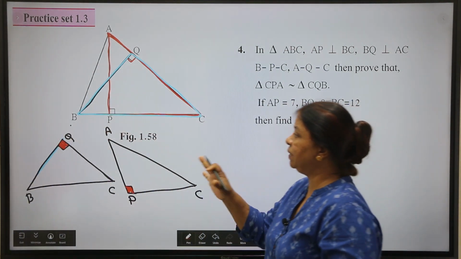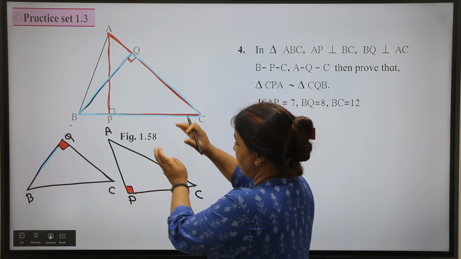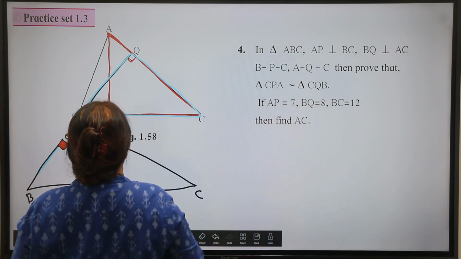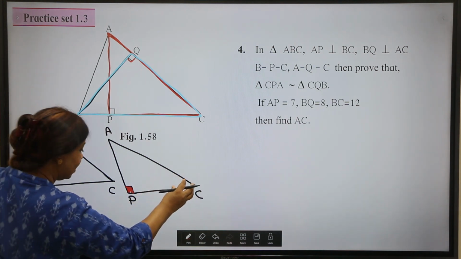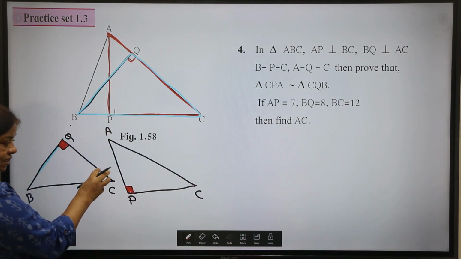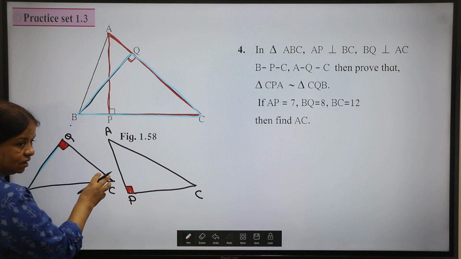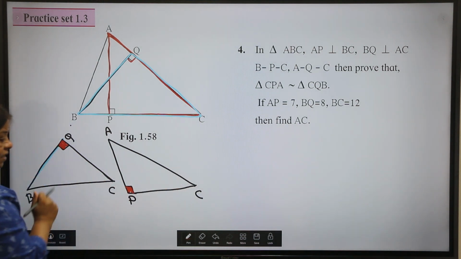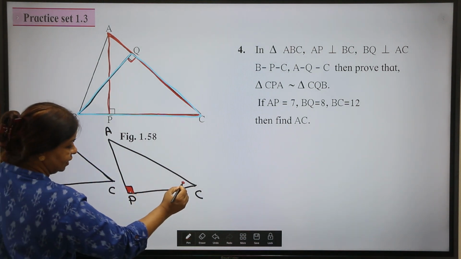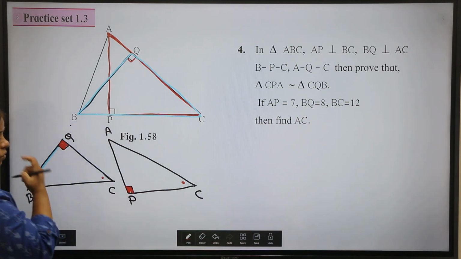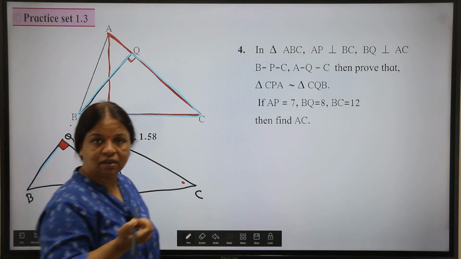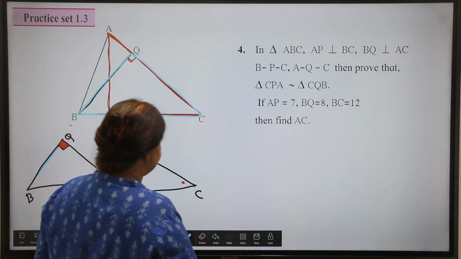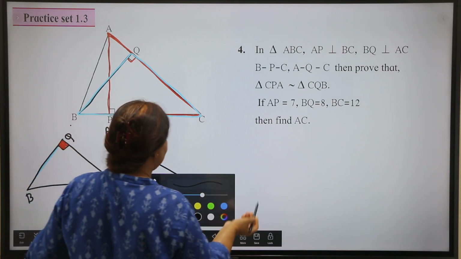I have drawn them separately, but if I pick up this triangle and keep it on the other, what would happen? This angle C will exactly overlap angle C. It will cover this angle. That means angle C is equal to angle C, I can easily say. So what is that C? C is a common angle. So hence proved.